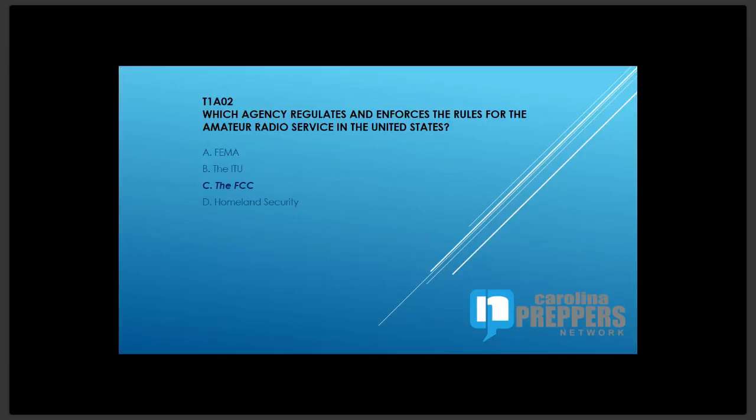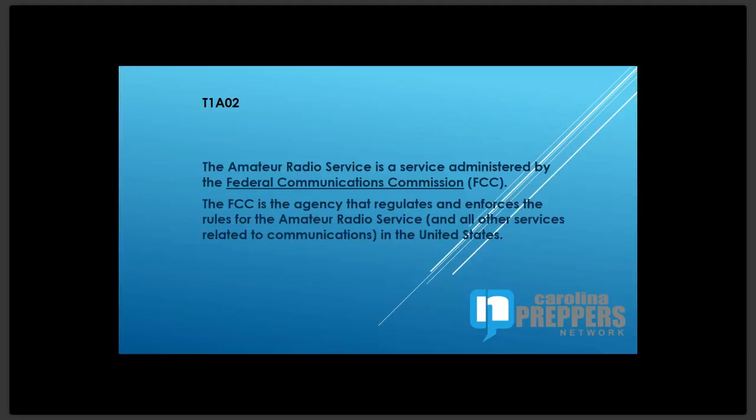The ITU, you're not aware of what that is yet, but we'll get to that. It's an arm of the United Nations. It's a coalition of different countries that come together to agree on rules of amateur radio. So it's not ITU. You need to worry about what's a little bit lower than that, and that's what's in the United States. Since ITU has to do with the United Nations, and the question is asking who enforces the rules in the United States, FCC would be your answer.